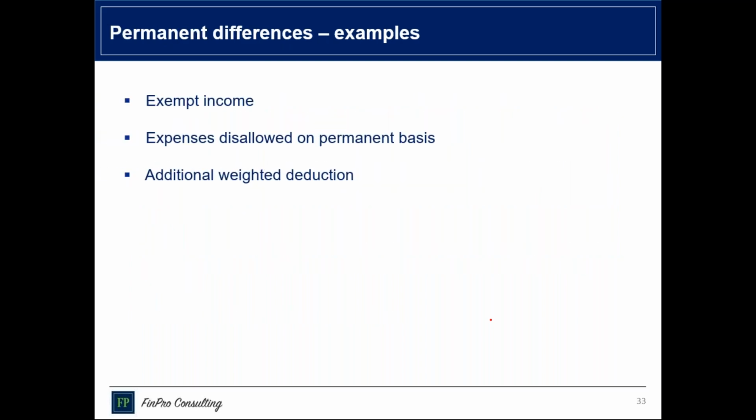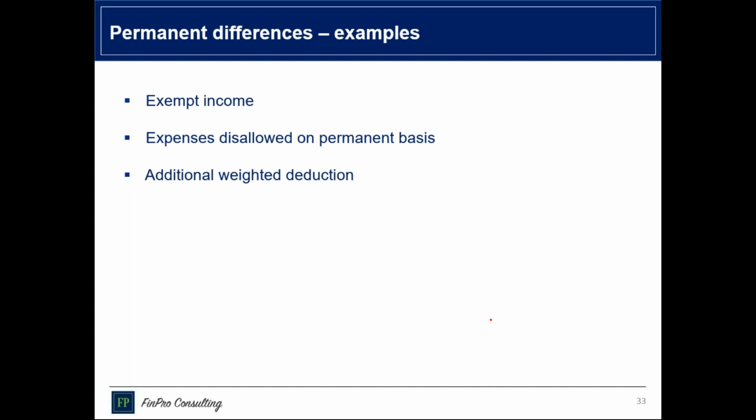There are some examples of permanent differences, like exempt income. So if your entity is doing business in a very remote area where there are, let's say, 10I, 10B benefits, then the actual income is exempt, so we will not create any deferred tax on that. Then expenses which are disallowed on a permanent basis, for example interest or penalties on TDS or any other dues. So again, it will be a part of permanent differences on which deferred tax is not required.